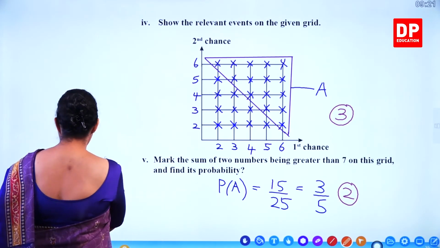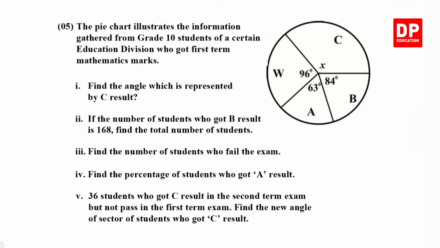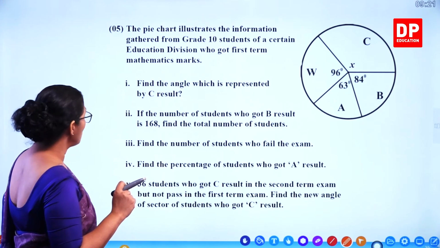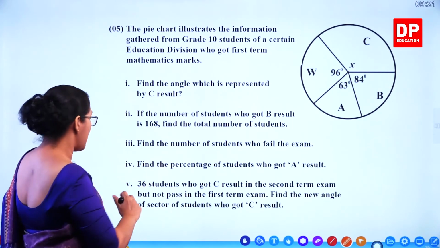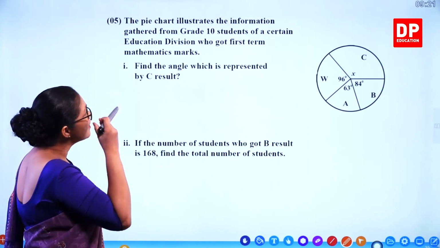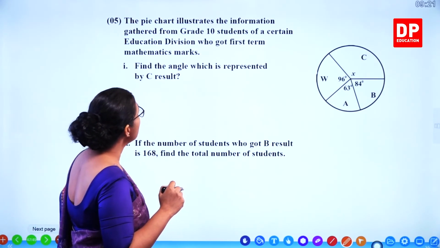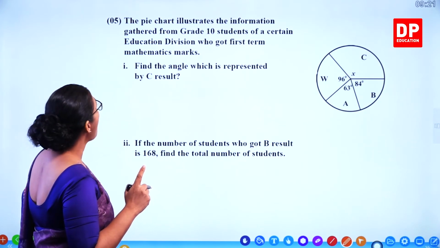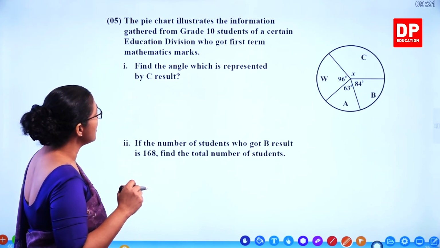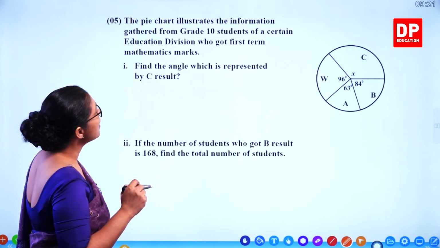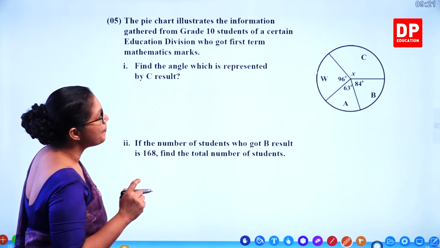Now let's take a look at the fifth question, that's the last question in paper 1. So that's about pie chart and angles. So you get 5 parts there. So let's do it separately. The pie chart illustrates the information gathered from grade 10 students of a certain education division who got first term mathematics marks. Find the angle which is represented by C.